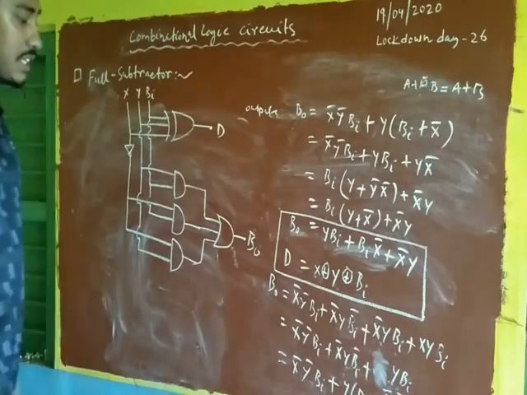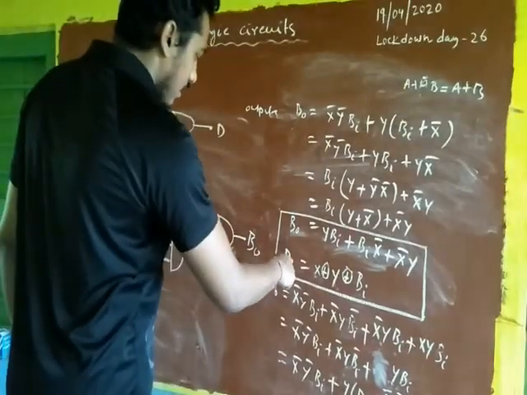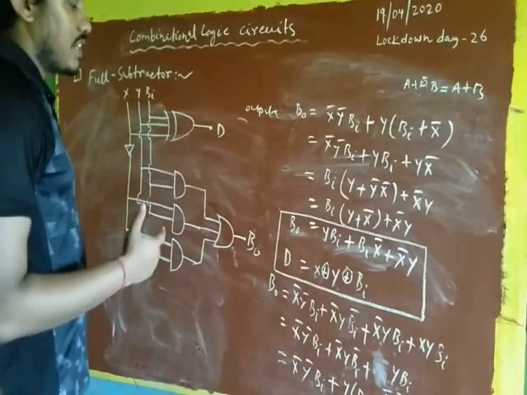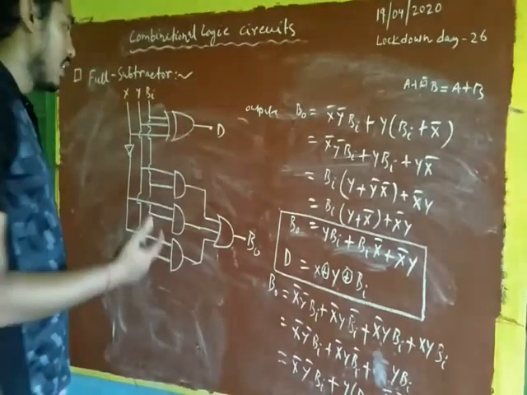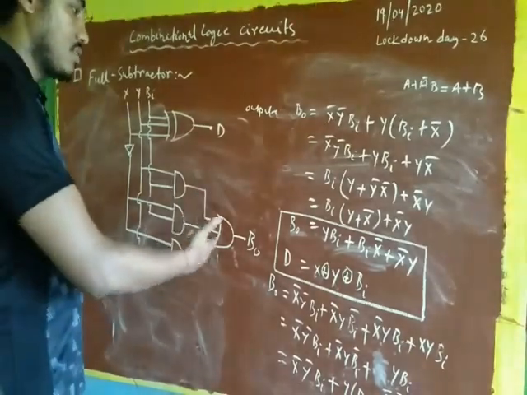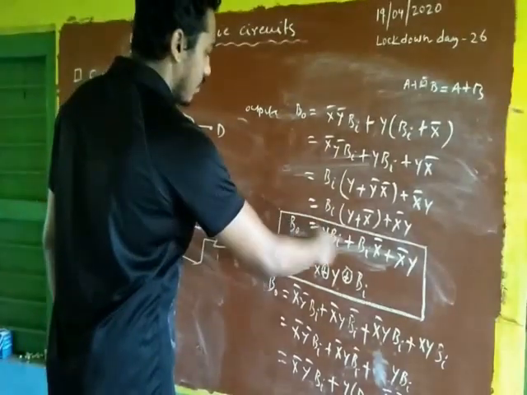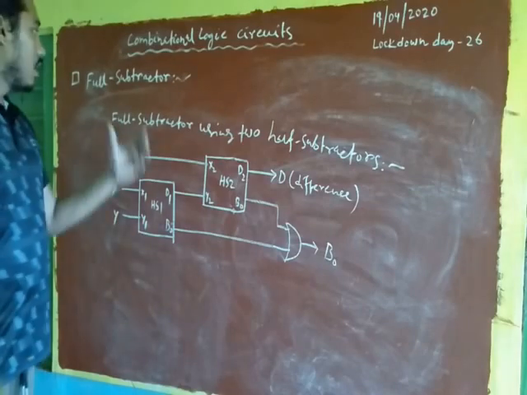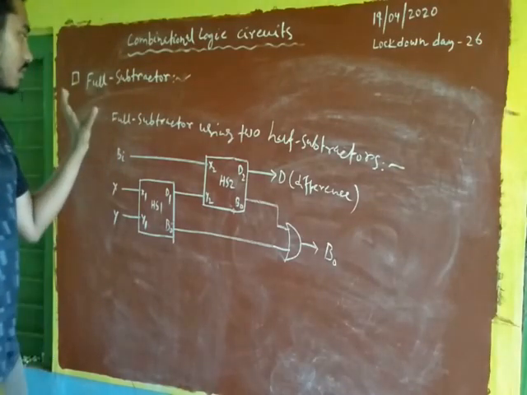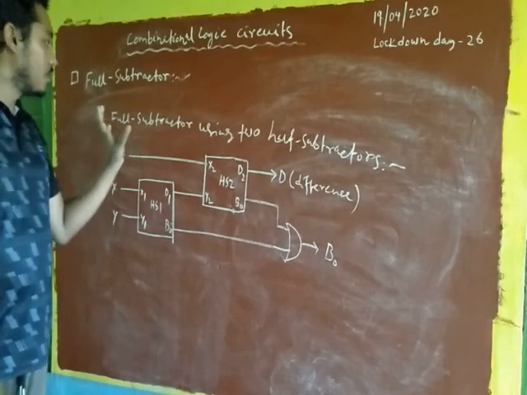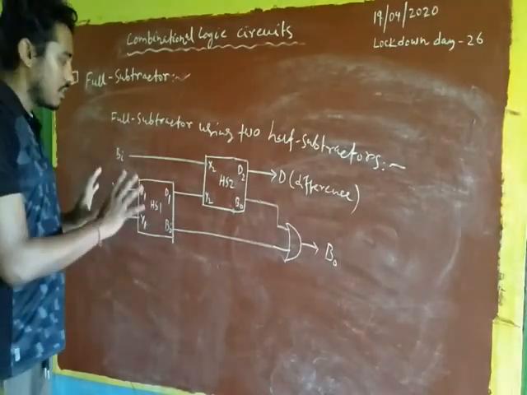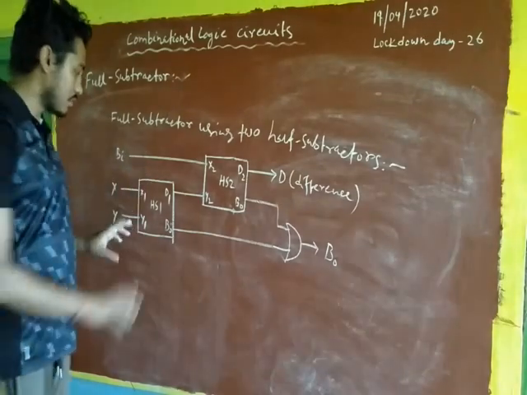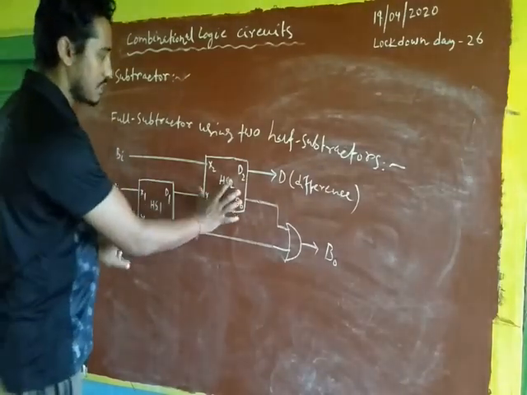Okay, now here one thing I told, that this borrow out we can get the simplified version using the K-map method also. Now if we apply the K-map method, we will get the same expression for B out and for difference. Now one full subtractor can also be designed using two half subtractors. Okay, so this is the diagram showing how to design one full subtractor using two half subtractors. So this is half subtractor 1 and this is half subtractor 2.